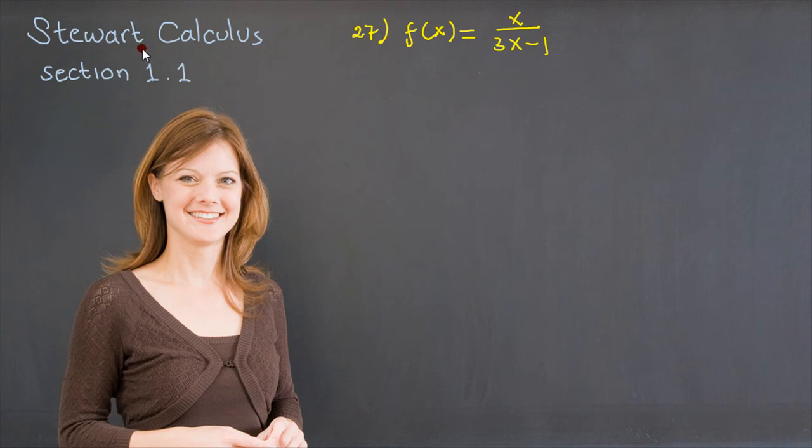So we will take the problems from Stewart Calculus 6th edition, problems from section 1.1. Okay, let's start with problem number 27. We have the following function: f of x is equal to x over 3x minus 1.